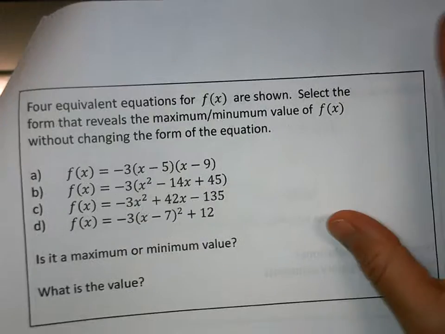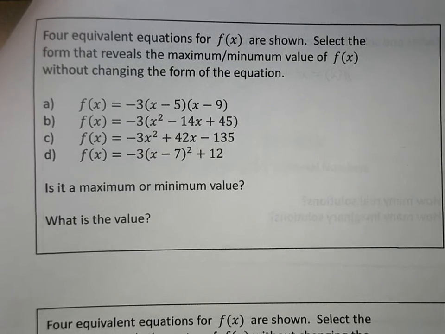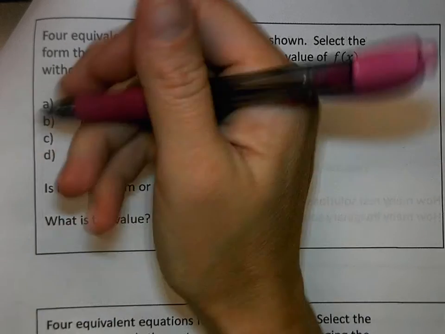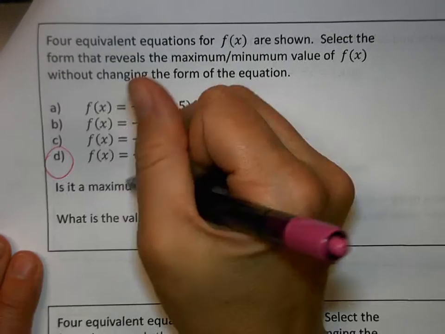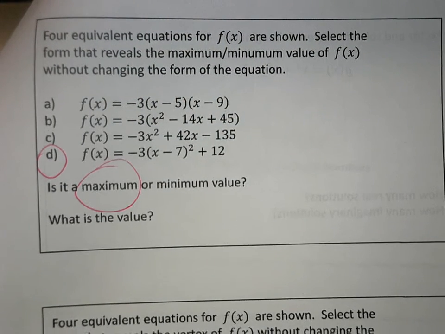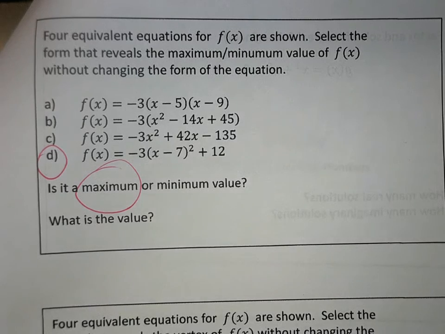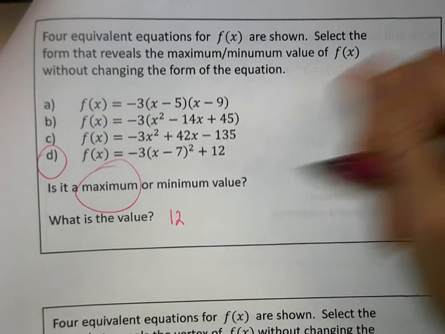Okay. All right. Oh. Okay, I just gave you all the answers to this one. So which one is the correct answer? D. Okay, and it says, is it a maximum or minimum? You guys just told me. It is a maximum. Do you know what the maximum value is? So the vertex would be at 7, 12.